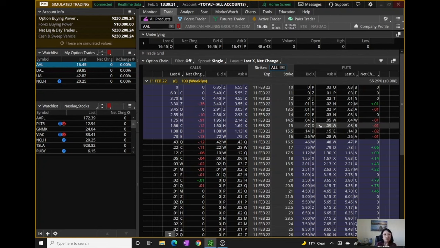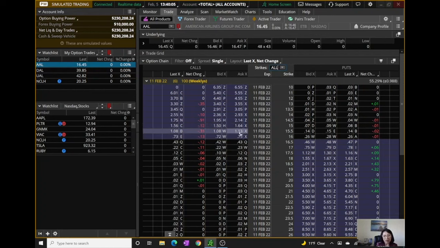Now there are 4 types of option orders available: buy to open, sell to open, buy to close, and sell to close. So if I was to set up an option, for example a vertical spread, what I would do is choose my expiration date, and then I would say, well, the current market is 16.45. So maybe you want to choose maybe 16.